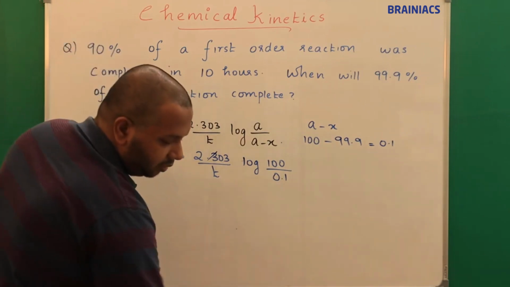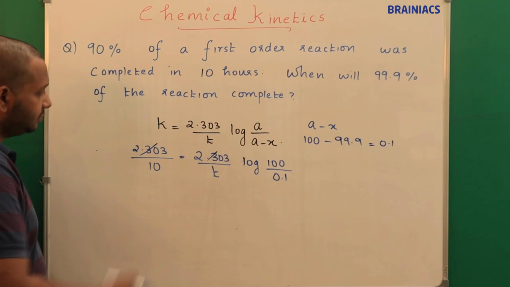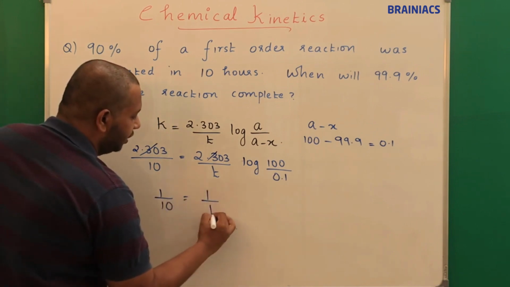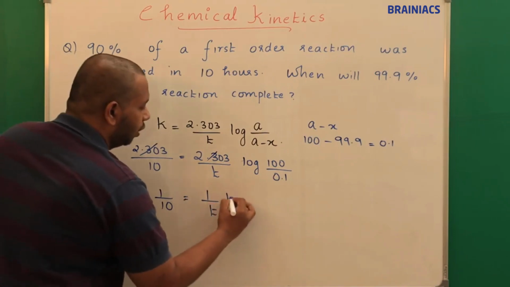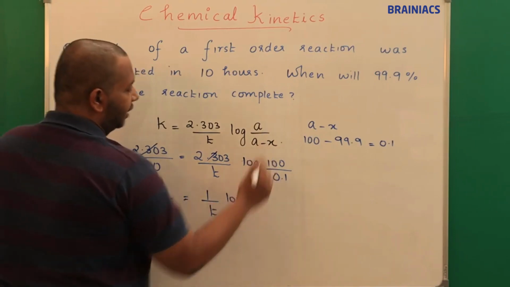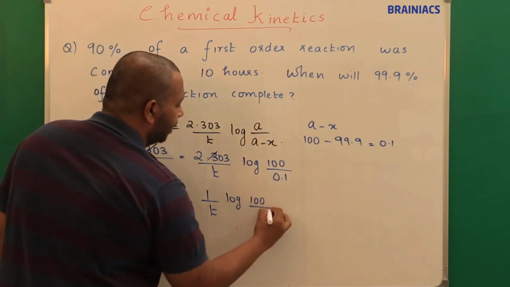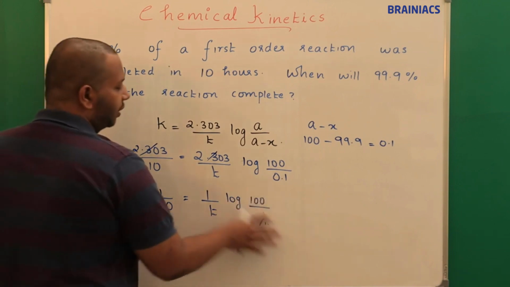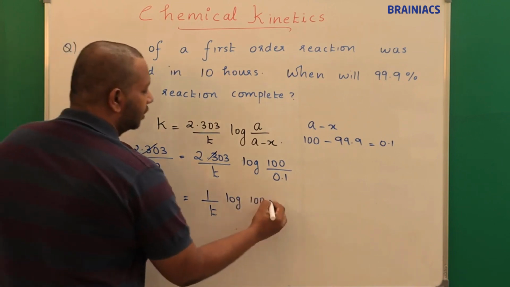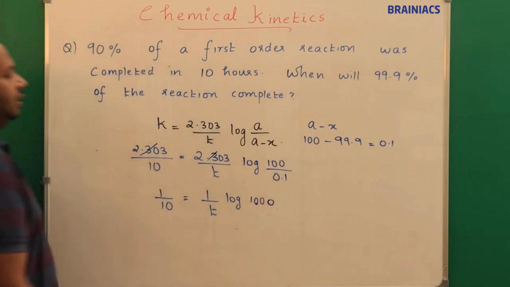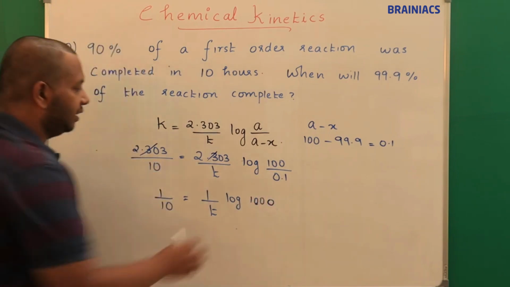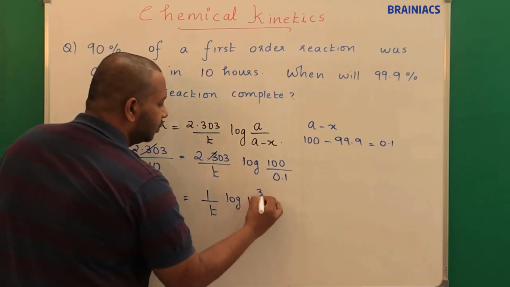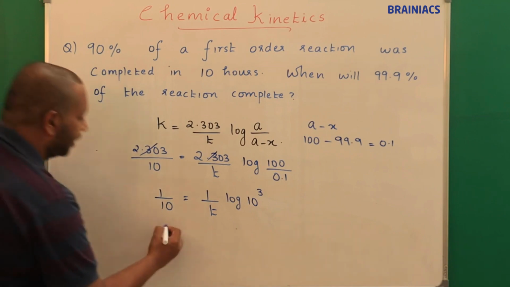Okay, so I can say here 1 by 10 is equal to 1 by t, correct, log, this can be 1 by 10. So I will say 100 divided by 1 by 10. So 1 by 10 is how much? This 10 will come in the numerator. So I can write it as 1000. Okay. If it is log 1000 means how I can write? That is 10 cubed. Correct. So I can write it as 10 cubed.